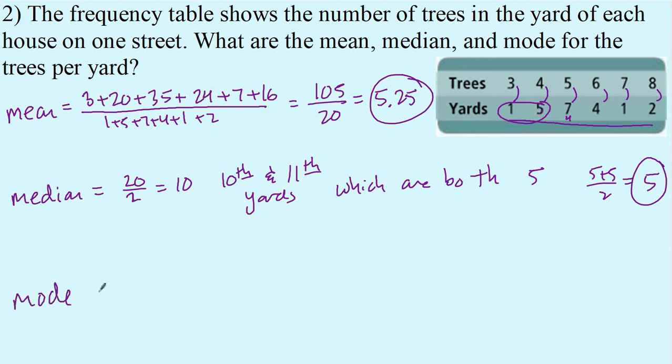The mode is the one that happens the most, and there are 7 5s. 7 yards have 5 trees. So the mode would be 5. They're not always going to be the same number, but sometimes they're close. Sometimes it happens like this.